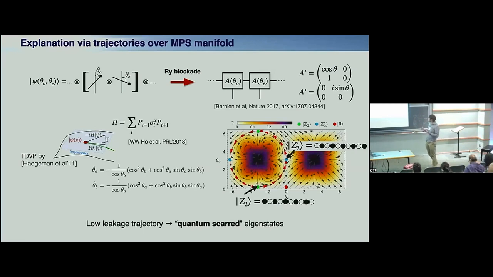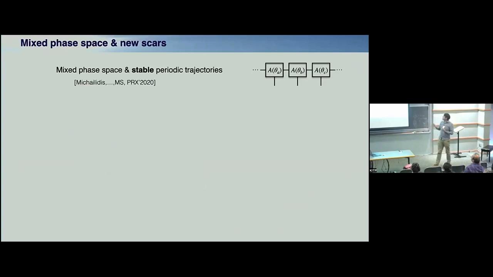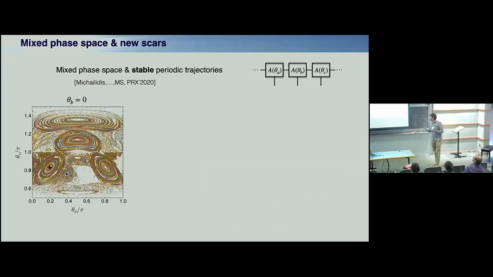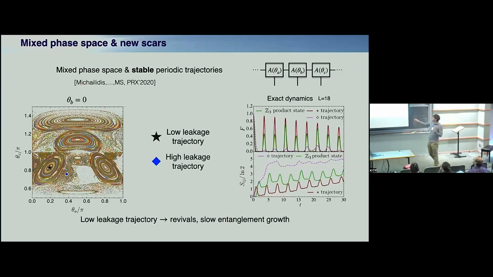So later, we studied a more generic phase space with a 3-site unit cell, and there indeed you see a mixed phase space. So you see a more generic situation, and I suppose you can find an infinity of stable and unstable periodic trajectories on this picture, and I just want to illustrate a couple of stable trajectories. So I took a low leakage trajectory and a high leakage trajectory, and you see that the entanglement, and this is now exact quantum dynamics, from a low leakage trajectory does have very, very pronounced oscillations, and then a small linear growth, right?